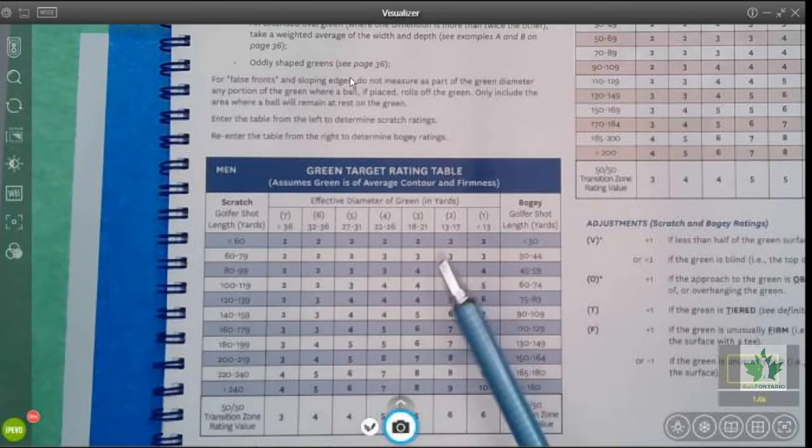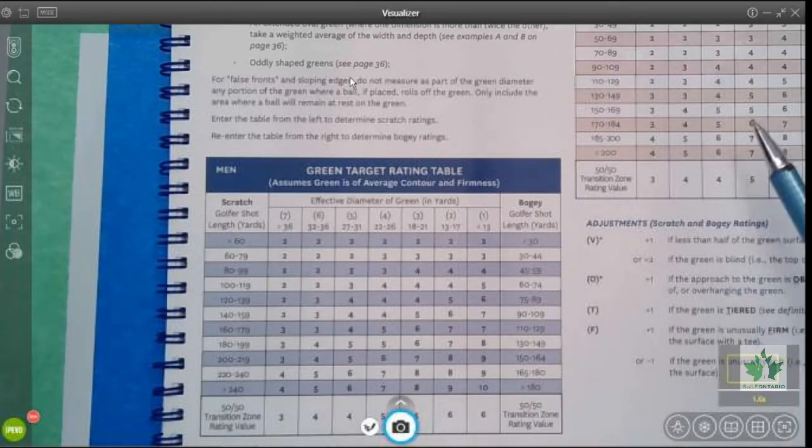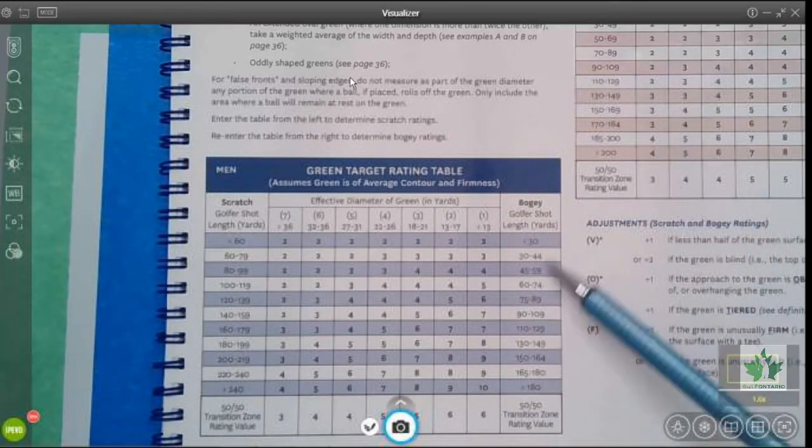And as a matter of fact, the body of the chart, if you take a look at any row or any column, the numbers in the 2 tables are exactly the same. Everything's identical except the shot lengths.